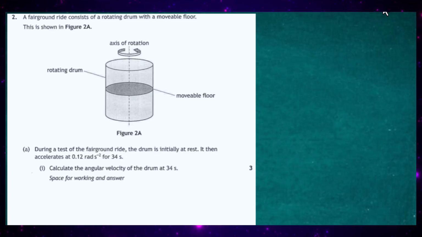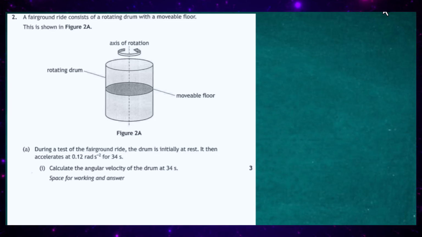Question 2 from the 2025 Advanced Higher Physics Examination from the SQA. A fairground ride consists of a rotating drum with a movable floor, and this is shown in figure 2a. You can see the rotating drum, you can see the axis of rotation, and you can see the movable floor.